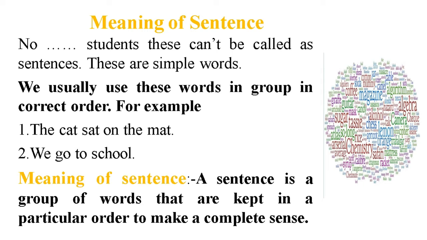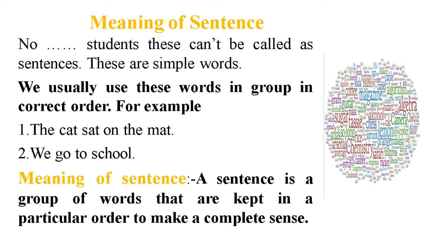These are simple words. So many words I have given here. Magazine, chemistry, rice, chess, alcohol, lemon, orange, sugar, guitar, giraffe. All these are words. They are not sentences. We usually use these words in a group in correct order. For example, the words I had taken in the last slide, if they are written in this format, the cat sat on the mat, full stop. We go to school, full stop. Then they will be called a sentence.